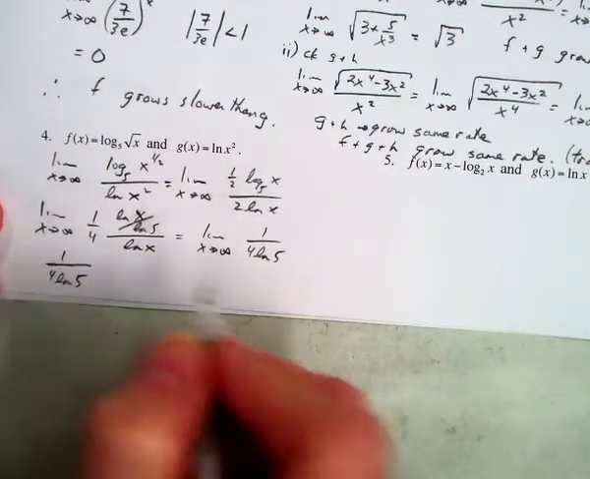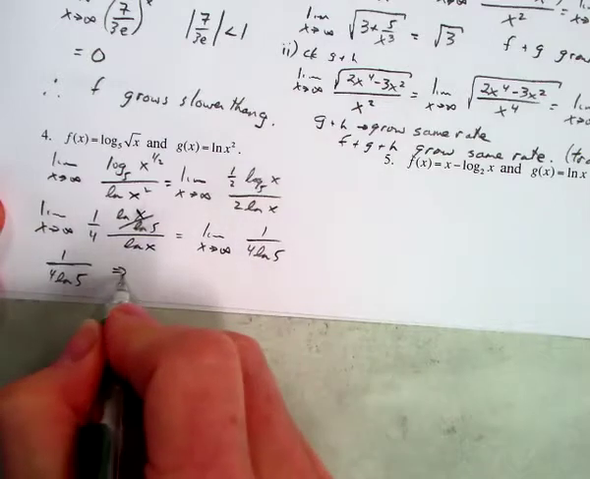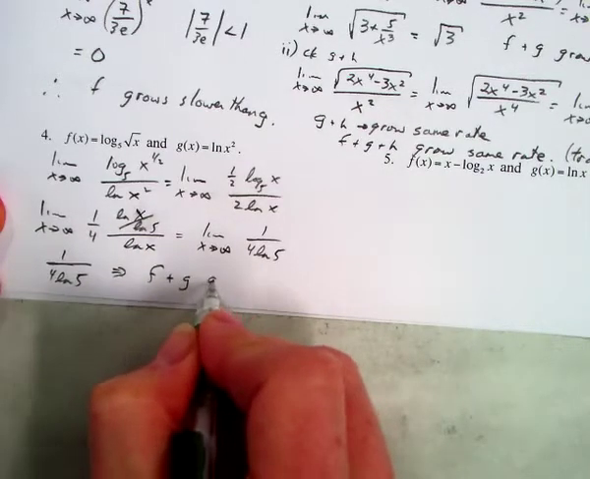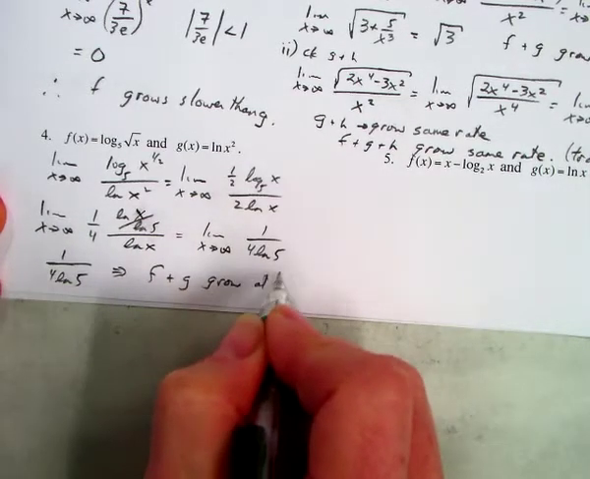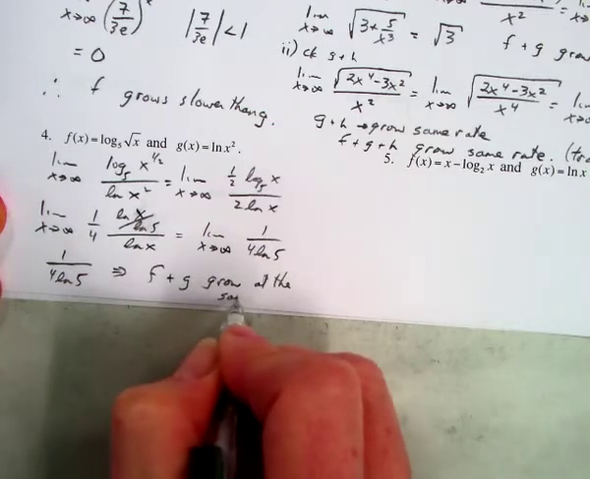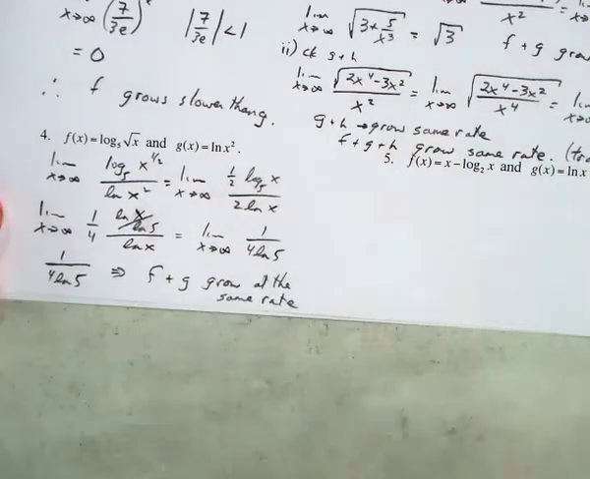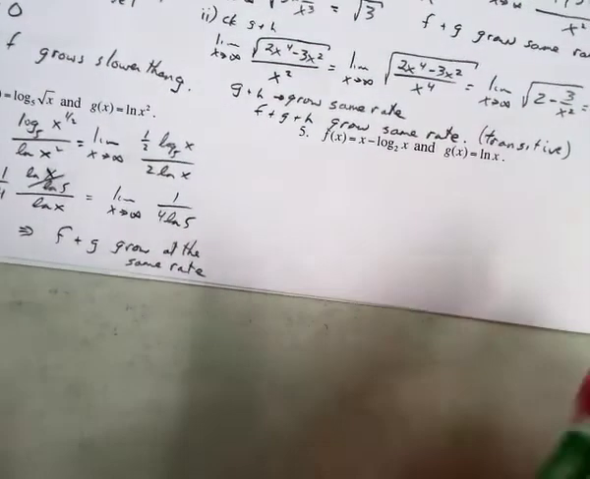There is no variable in it. It's a constant. So what does this mean? f and g grow at the same rate. Next one.